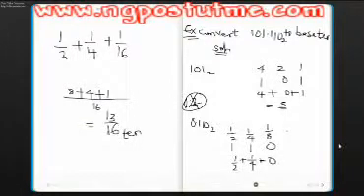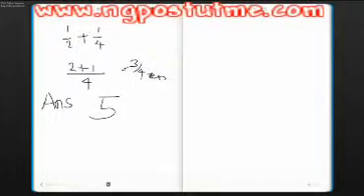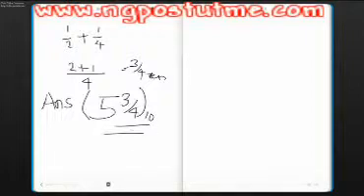So I will now add these two fractions, 1/2 and 1/4. My LCM is 4. 2 in 4, 2 times 1 is 2, and 4 in 4, 1 times 1 is 1. The answer becomes 3/4 in base 10. So the final answer for the whole conversion will be 5 whole number 3/4. So this is now the conversion.